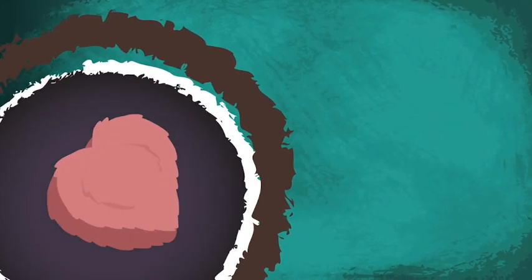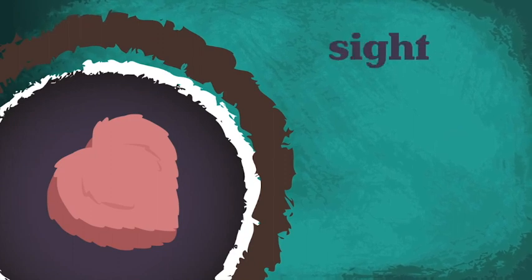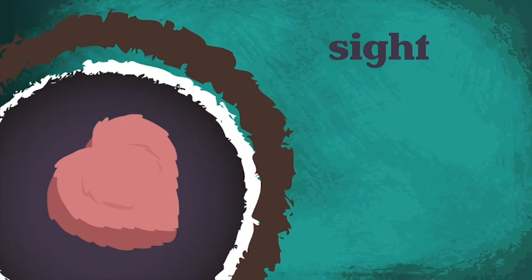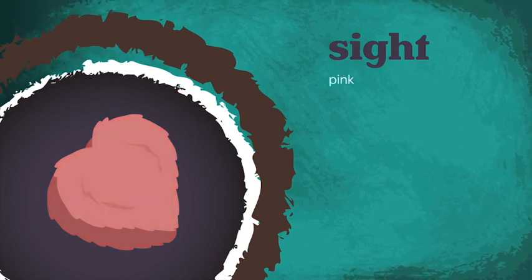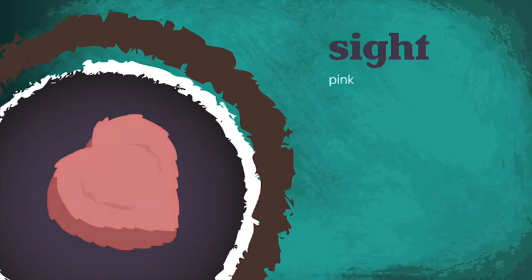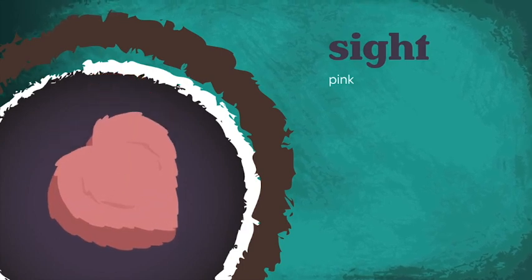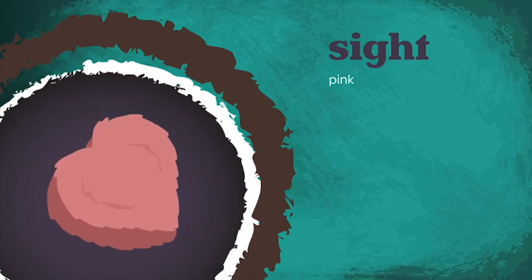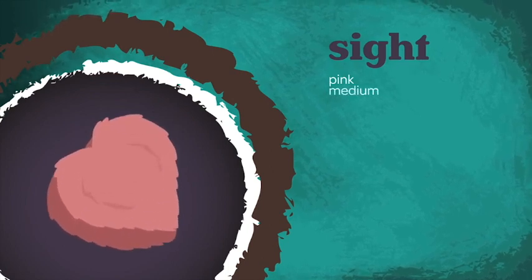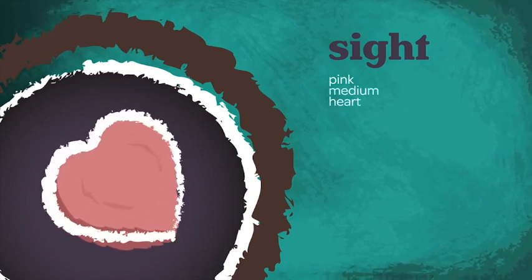Again, you can use your sense of sight to observe the object's size, shape, and color. It is pink in color. It is small enough to pick up, so it is not very large. But it is also not tiny. The object is shaped like a heart.